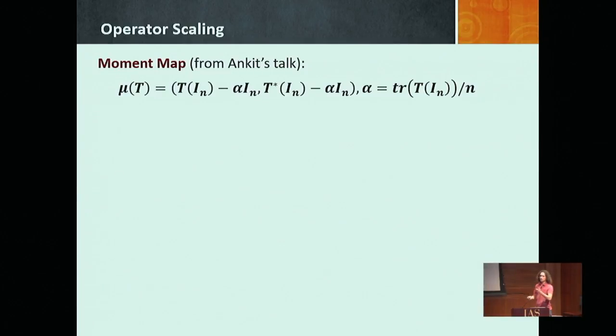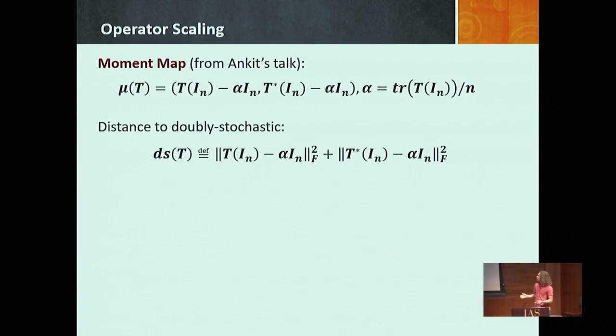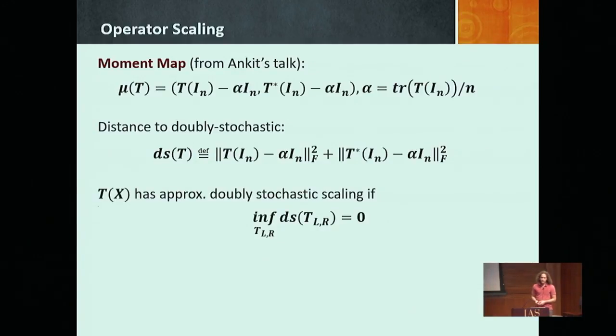I'm going to interchangeably write T or the tuple of matrices A_1 up to A_n. The moment map is T of the identity minus a multiple of the identity, and the distance of the dual to a multiple of the identity, where alpha is just a normalizing factor. Think of alpha as the 1 over n in the matrix scaling. So again, we have the distance to doubly stochastic, which is the norm of the moment map. And the operator has an approximate doubly stochastic scaling if this infimum, the distance to doubly stochastic over all scalings, is equal to 0.